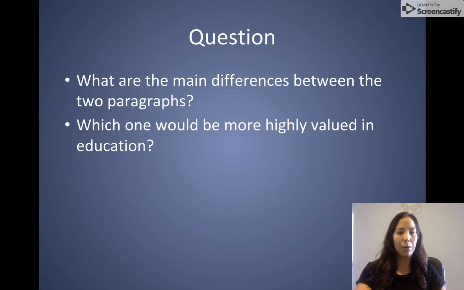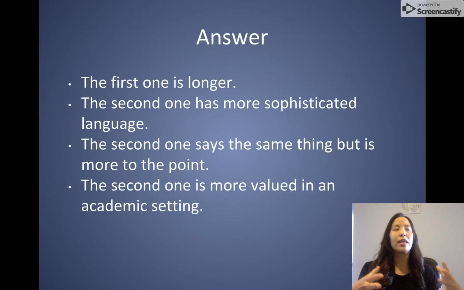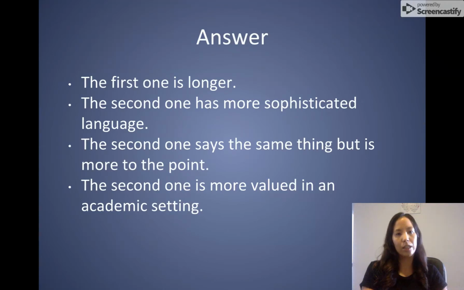Okay, so just to help you out, you might want to skip back to that slide so you can have a look at the two different paragraphs in relation to this question. So here are the answers. I guess these are the answers that most commonly come up in class discussions. The first one is much longer. The second one has more sophisticated language. The second one says the same thing, but is more to the point. And the second one is more valued in an academic setting. Now, these are generally the answers that I get within the classroom.